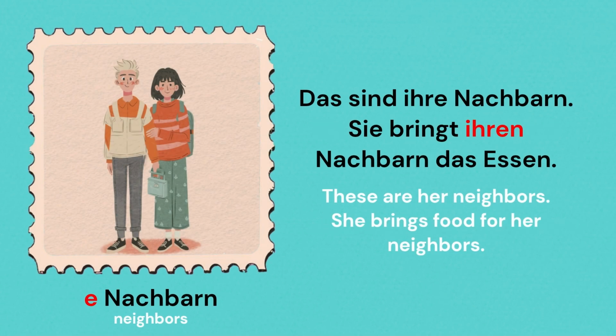Das sind ihre Nachbarn. Sie bringt ihren Nachbarn das Essen. Since the article for Nachbarn is die in plural, the possessive pronoun would be ihren. In this case, we don't add an N to Nachbarn, since the plural form already has N at the end.